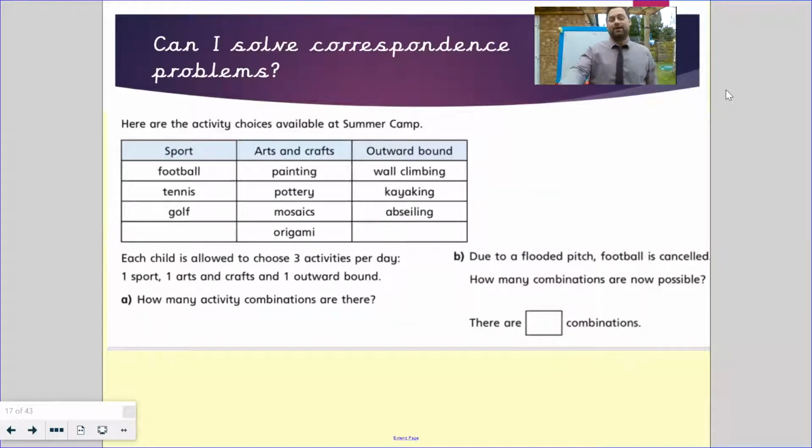Okay, this is your third question. Here are activity choices available at summer camp. Each child is allowed to choose 3 activities per day: 1 sport, 1 arts and crafts, and 1 outward bound. How many different activity combinations are there? And then B, due to a flooded pitch, football is cancelled. How many combinations are possible now? This one's a pretty tough one, so this is a real good challenge. And then we've got 1 more. Pause the video, and if you've got time, you can do the next one.